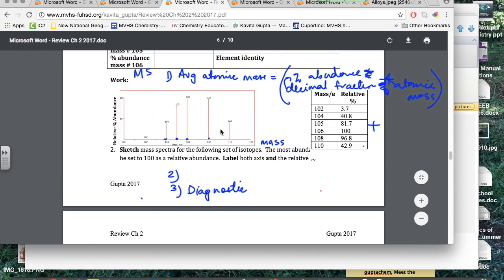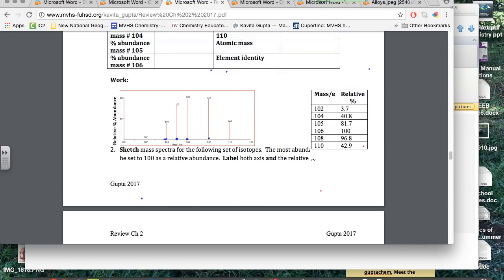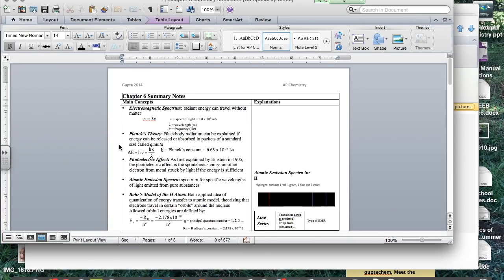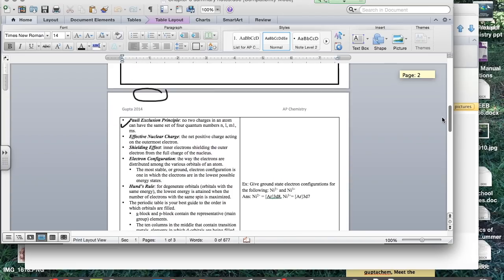From here, I'm going to take you to chapter 6 summary notes and go to electron configurations. So guys, this one is about electron configuration. The only formula you still need to know is c = λν, where c is the speed of light, λ is wavelength, and ν is frequency. Wavelength units are nanometers or meters, and frequency is 1/s or hertz. You also need to know the other formula, which is E = hν or hc over λ. And from here, I'm going to go directly to electron configuration.